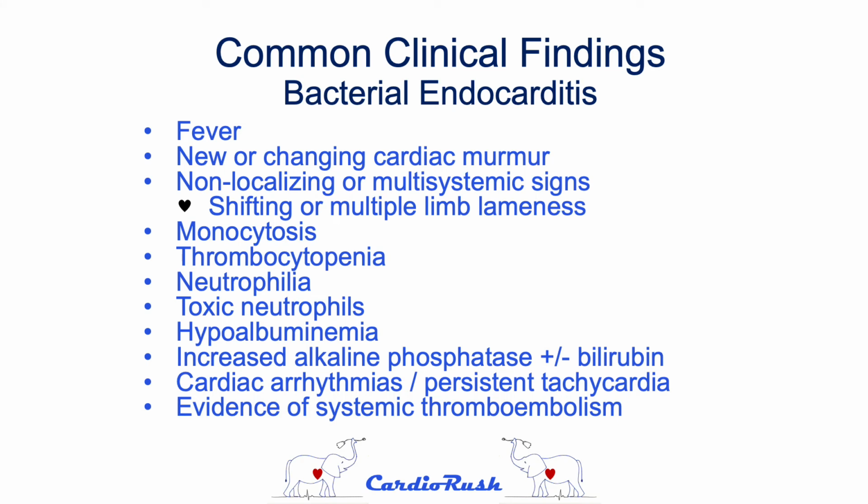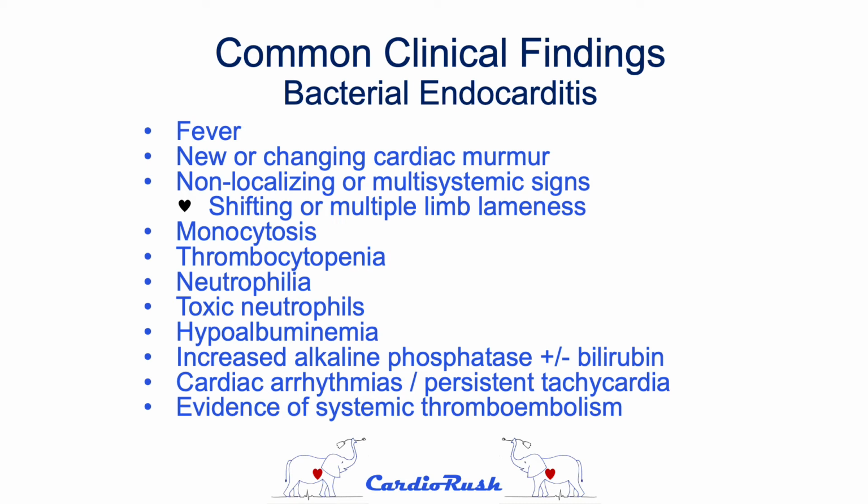So again, as a summary, common clinical findings in animals with bacterial endocarditis can include fever, new or changing cardiac murmur, non-localizing or multisystemic signs, including a shifting leg lameness, monocytosis, thrombocytopenia, neutrophilia, toxic neutrophils, low albumin, increased liver enzymes and/or elevated bilirubin, cardiac arrhythmias or persistent sinus tachycardia, or potentially evidence of thromboembolism. No animal is going to have all of these findings, and one needs to maintain a high index of suspicion for bacterial endocarditis if one is to establish a diagnosis.